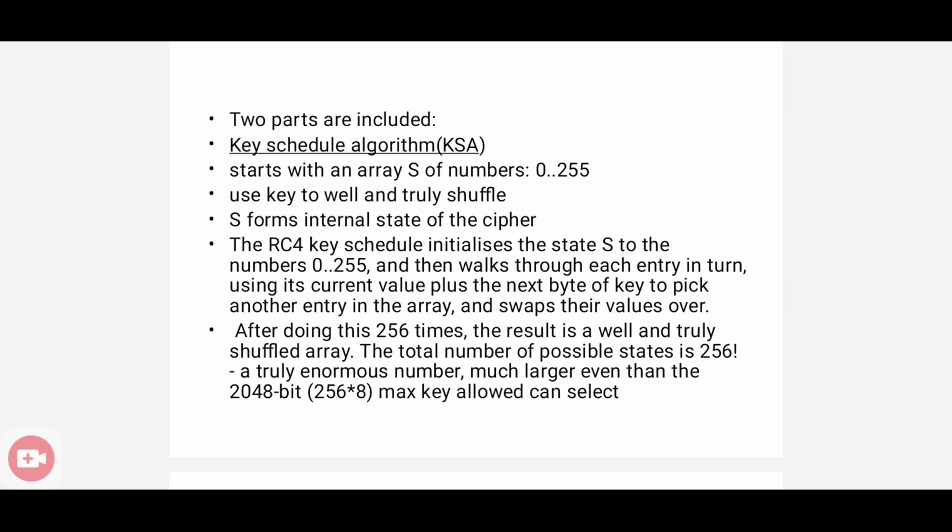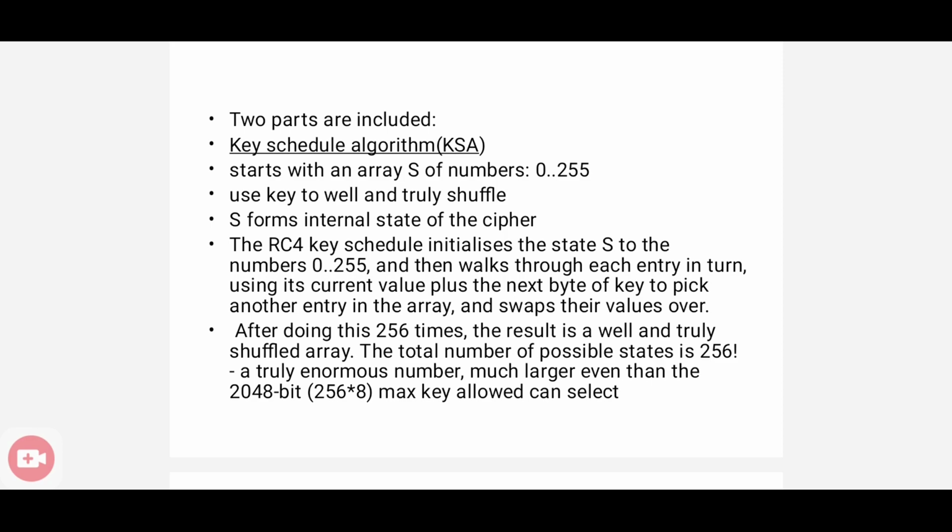So in the key scheduling algorithm, first we start with an array of numbers from 0 to 255. We start with the array S holding the numbers 0 to 255. S actually forms the internal state of the cipher.